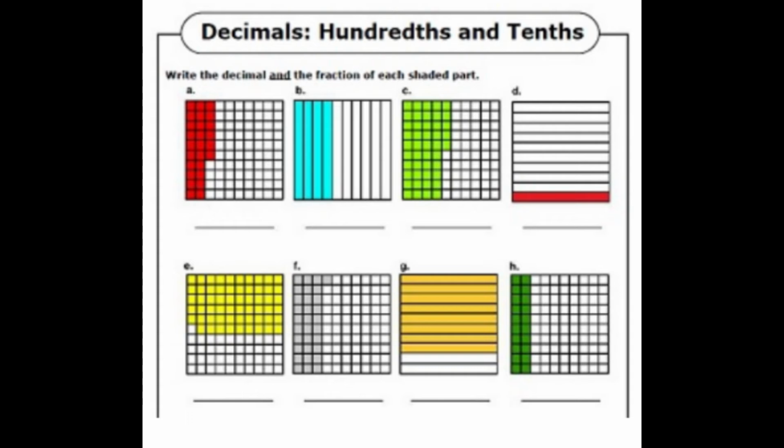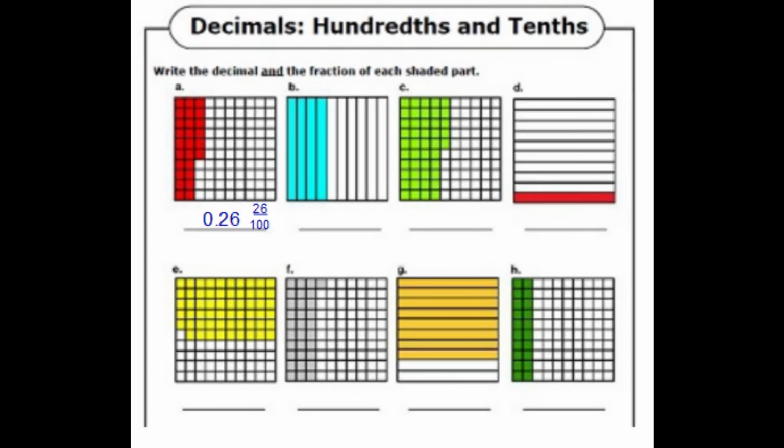What does that look like as a decimal and a fraction? Well, here's what it would look like. 0.26, or as a fraction, 26/100, because 26 out of 100 pieces are shaded. To understand that decimal a little bit better, I see that we have 2 in the tenths place and 6 in the hundredths place. Do I have 2/10ths in that illustration of A?